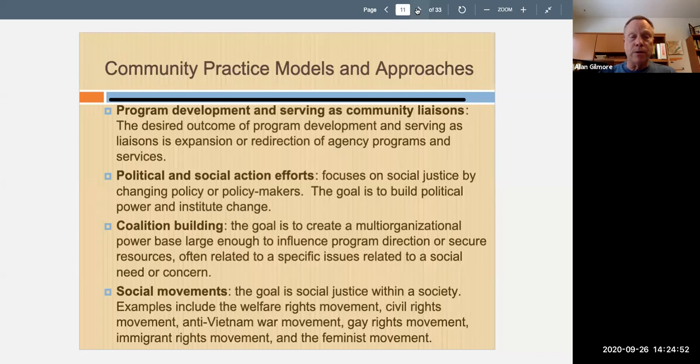In coalition building, it's important to include youth. It's important to include people of color. It's important to include everybody who could potentially be a representative within that community.